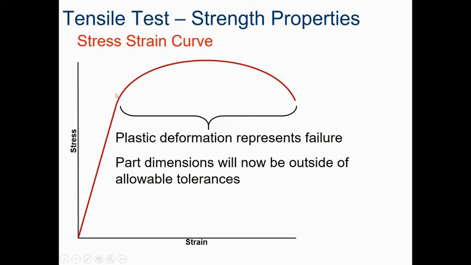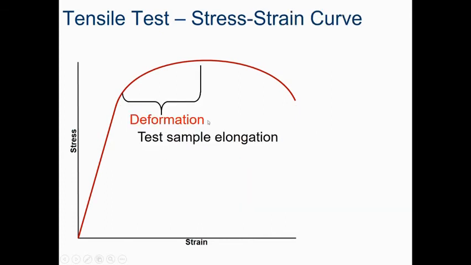So if I apply a force right up here, I'm going to be stretching my piece, my part, just that tiny little bit. And so now when I want to have it go back to its original shape, I'm going to see that it's just a little bit too long, which is not okay. So any point up here represents failure. We need to talk about what failure is in a little bit. So deformation, it says this is the point at which the test sample is elongating.